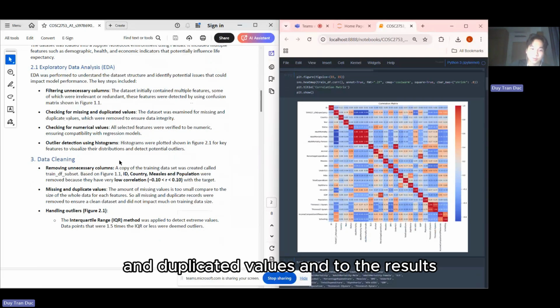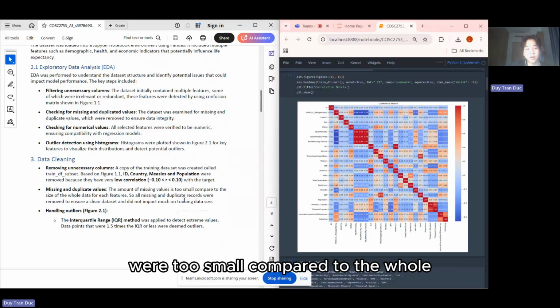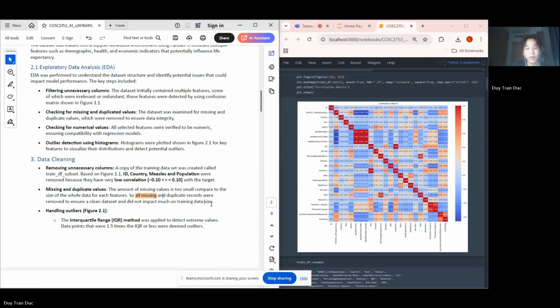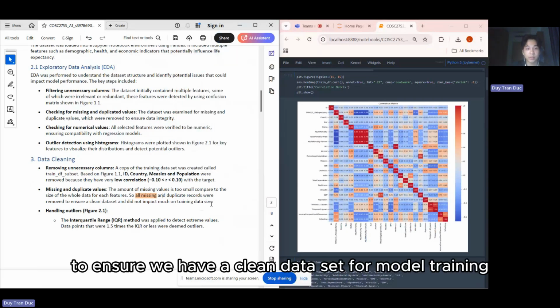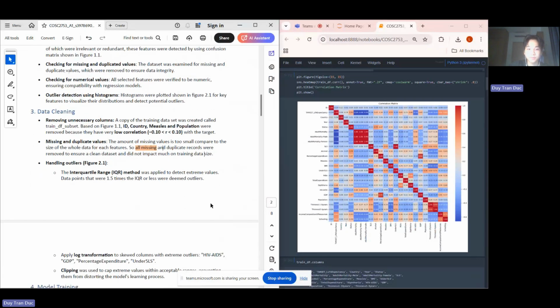And the results showed me that the amount of missing values was too small compared to the whole size of the data for each feature. So I decided to remove all of the missing values and duplicated values to ensure we have a clean dataset for model training, and this did not impact much on the training data size.